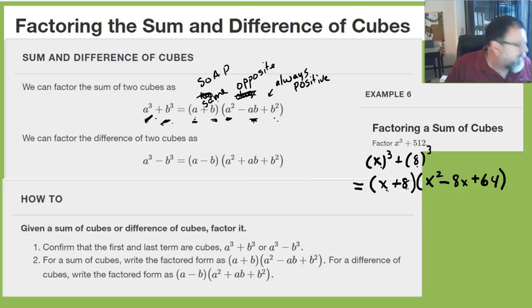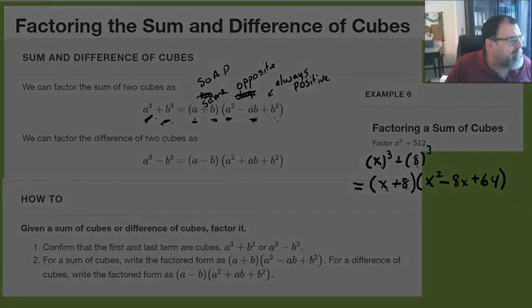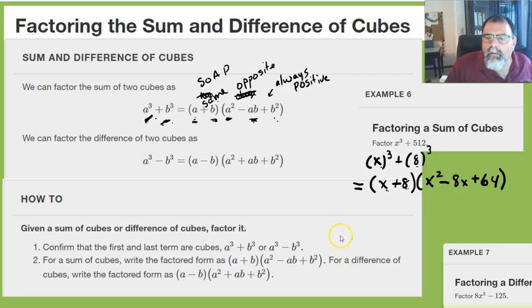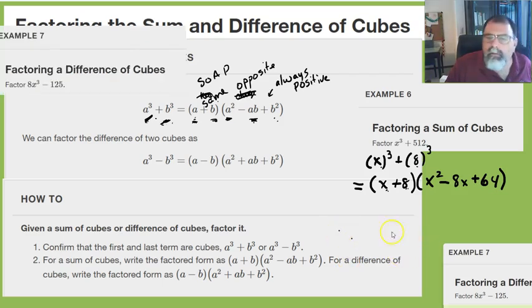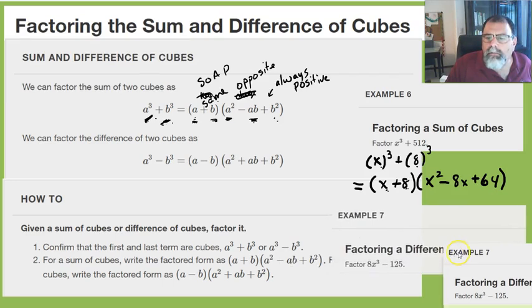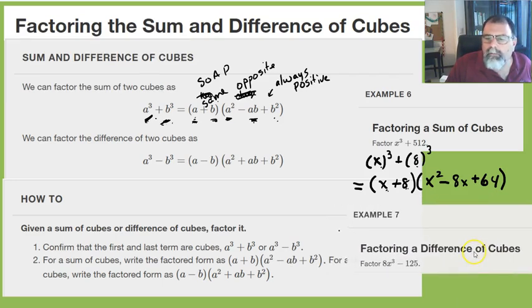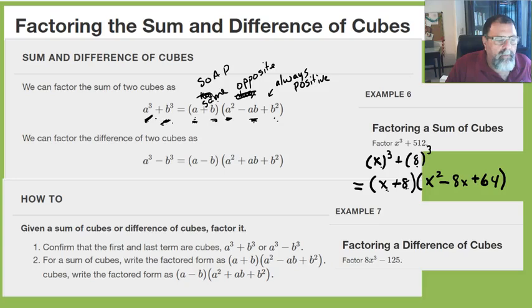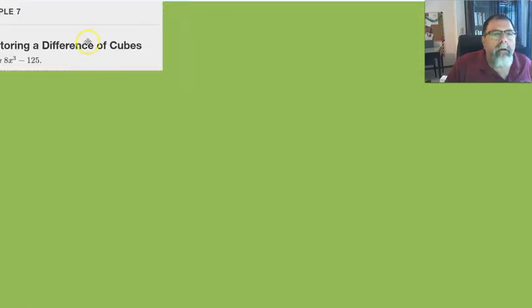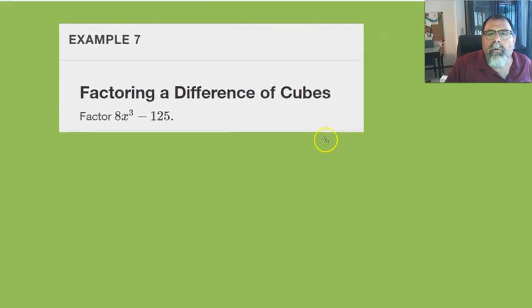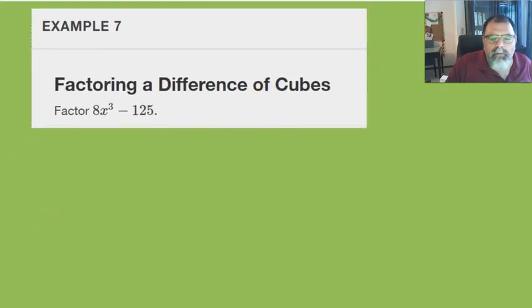And that's going to be a difference of cubes. Okay, so I'm going to think of this as a perfect cube. So 8 is 2 times 2 times 2, so it's 2x cubed. And normally you don't write this down. And 125 is 5 times 5 times 5.